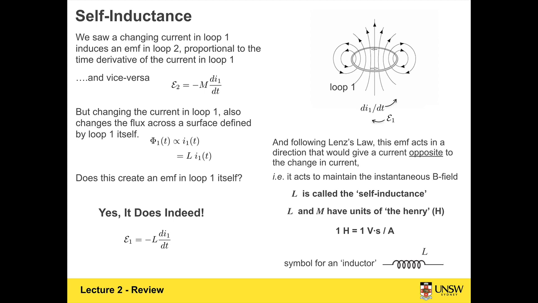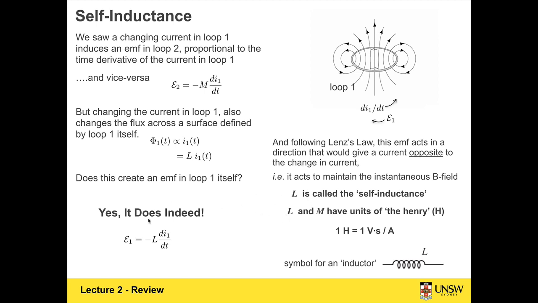Well, we saw in the last slide that changing a current in loop 1 induces an EMF in loop 2, and that it's proportional to the time derivative of the current in loop 1 and vice versa. But you might want to think, well, what if changing a current in loop 1 also changes the flux across the surface defined by loop 1? Does that give an EMF in loop 1 itself? And indeed it does. And this is where you get the concept of self-inductance.